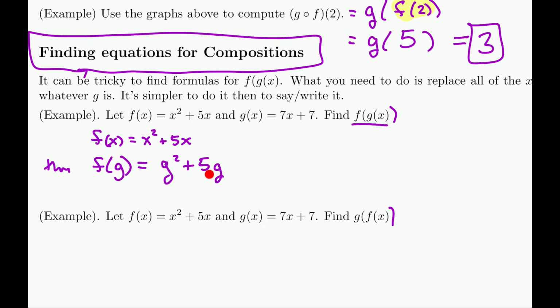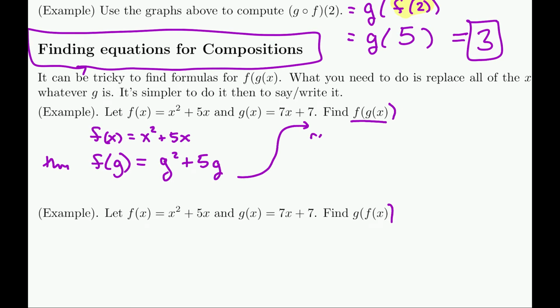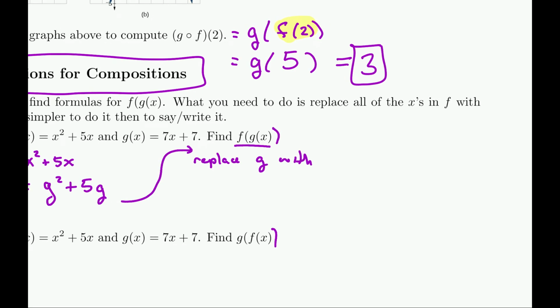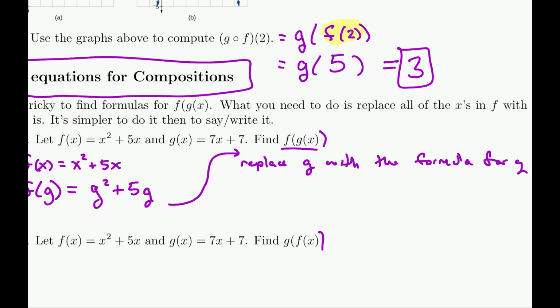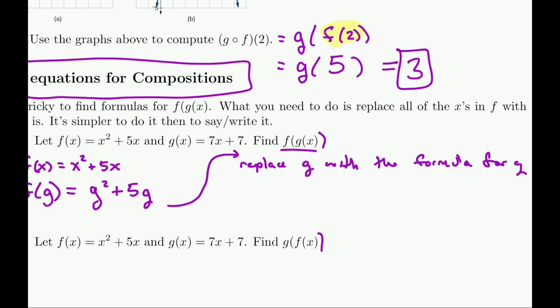Okay, now then what you want to do is say, okay, well, this is g squared plus 5g, but what is g? Well, there's a formula for g. g is 7x plus 7. So what you do is after you do this, you just replace all the g's with the formula for g, which is 7x plus 7.